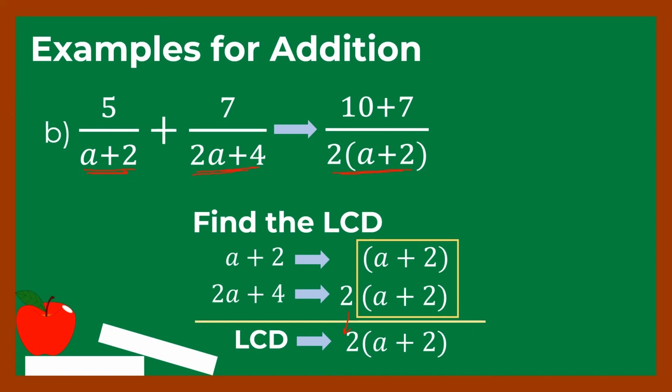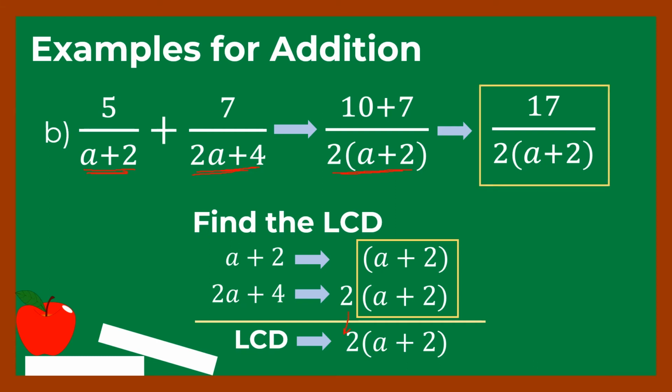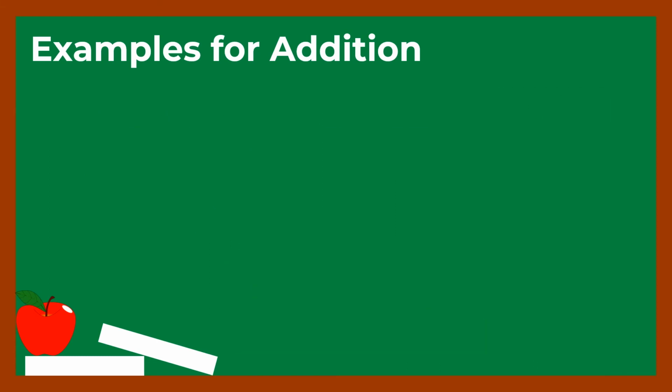So, 1 times 7. So, 1 times 7 is 7. So, we have 10 plus 7 all over 2 times the quantity of a plus 2. So, magiging 17 all over 2 times the quantity of a plus 2. Since we cannot simplify it further, this will be our final answer. Now, let's try example letter C.